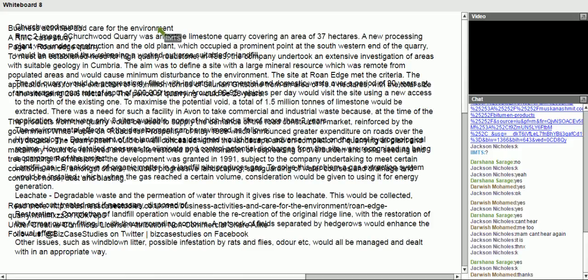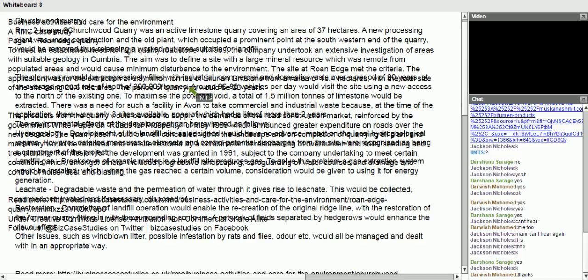Churchwood Quarry was an active limestone quarry covering an area of 37 hectares. A new processing plant was under construction, and the old plant, which occupied a prominent point at the southwestern end of the quarry, would be removed, thus releasing a worked out area suitable for landfill. The old quarry would be progressively filled with industrial, commercial and domestic waste over a period.